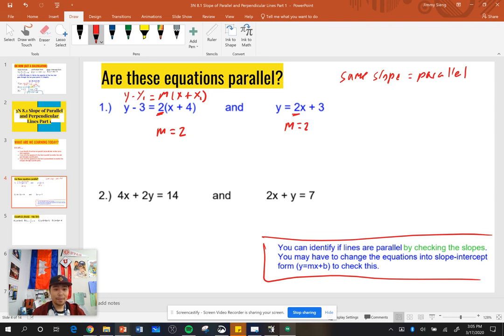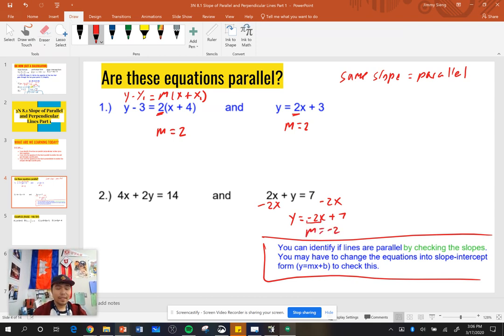Okay, let's do the same thing with the second one. A little bit weird, right? You got standard form, but no problem. What if I just subtract 2x to both of these sides for the second equation? I get y equals negative 2x plus 7. Looks like my slope is now m equals negative 2.